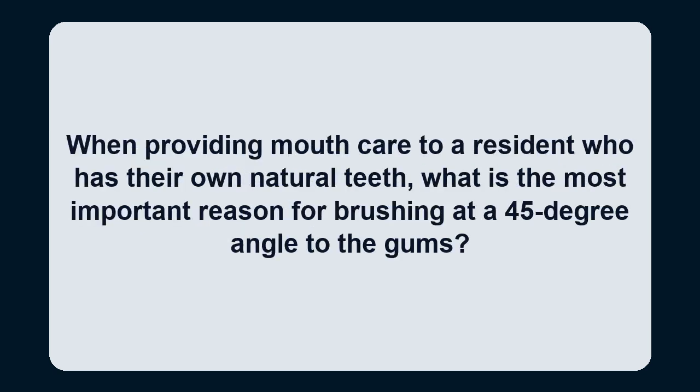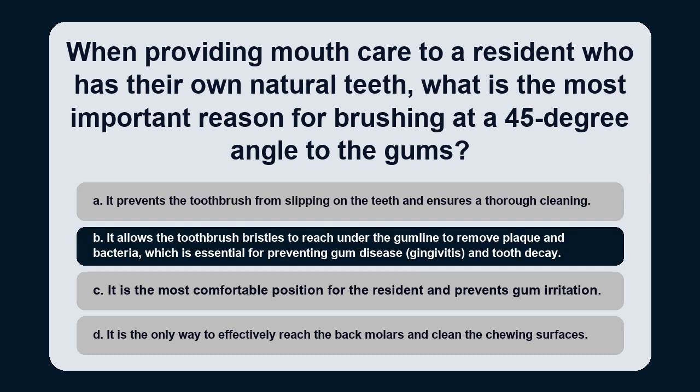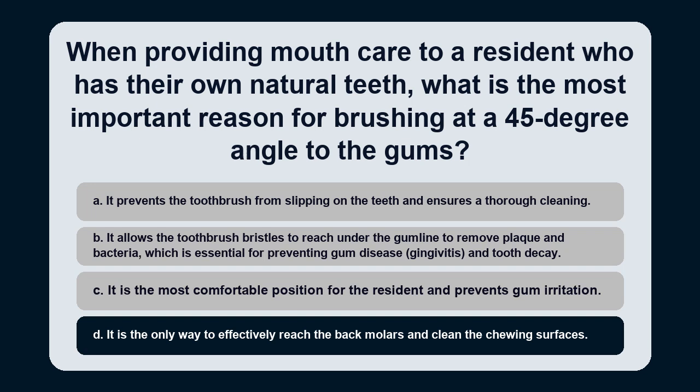Question 3. When providing mouth care to a resident who has their own natural teeth, what is the most important reason for brushing at a 45-degree angle to the gums? Option A. It prevents the toothbrush from slipping on the teeth and ensures a thorough cleaning. Option B. It allows the toothbrush bristles to reach under the gum line to remove plaque and bacteria, which is essential for preventing gum disease, gingivitis, and tooth decay. Option C. It is the most comfortable position for the resident and prevents gum irritation. Option D. It is the only way to effectively reach the back molars and clean the chewing surfaces.